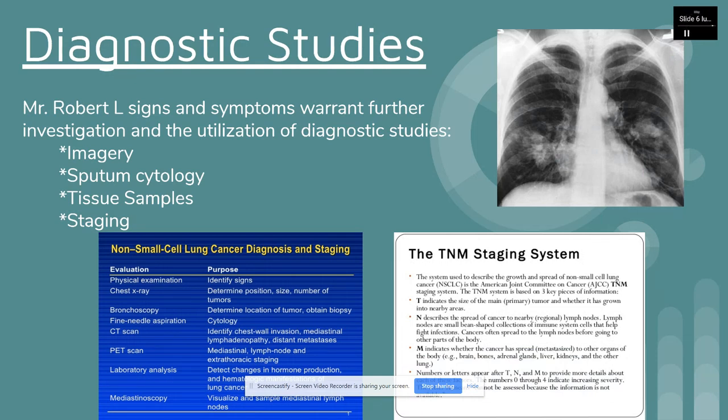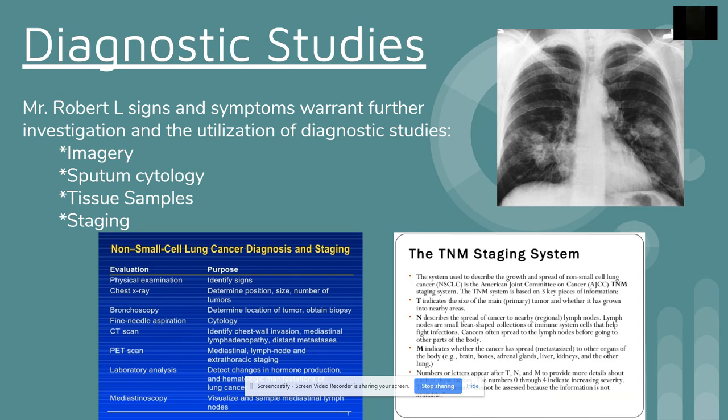Slide 6, diagnostic studies. Our patient, Robert L., has presented to his primary care with signs and symptoms that warrant further investigation and the utilization of diagnostic studies to rule out lung cancer. There is imagery, sputum cytology, tissue sampling, and staging, all part of the process. Imagery, the best one to be utilized, the most accurate, is the CT. Sputum cytology is revealing lung cancer cells. Tissue sampling, there are many ways to do that.